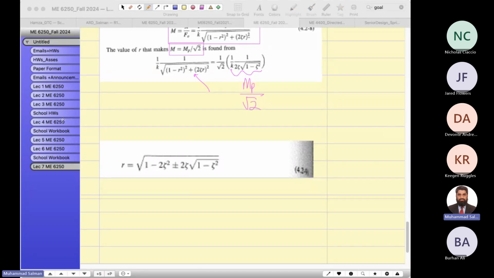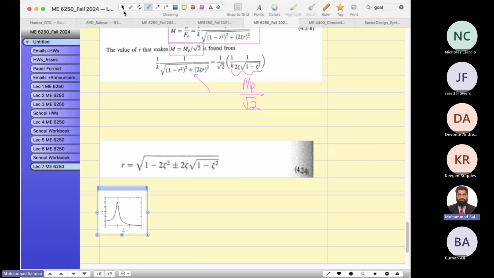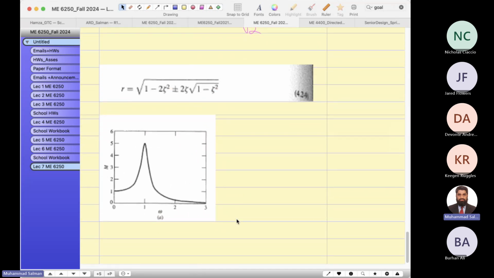So I'm going to show you a few cases. The first case I'm going to show you is this case. This is the magnitude ratio, and you can easily see that, suppose this is dB over here, so this is 5.